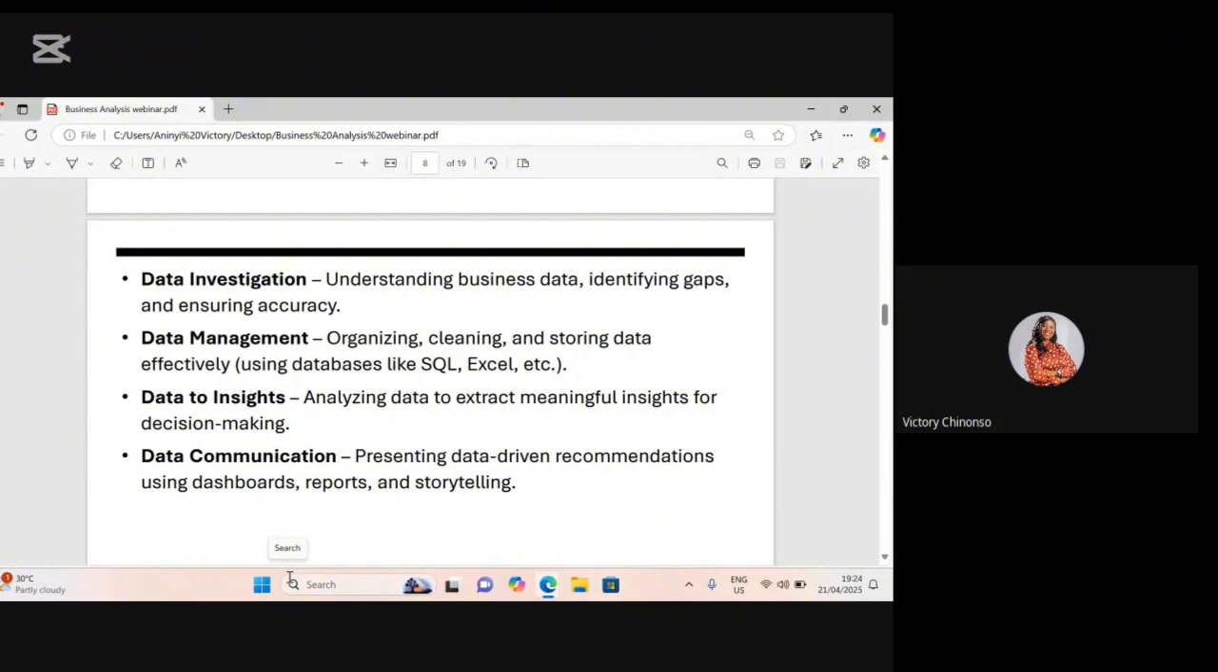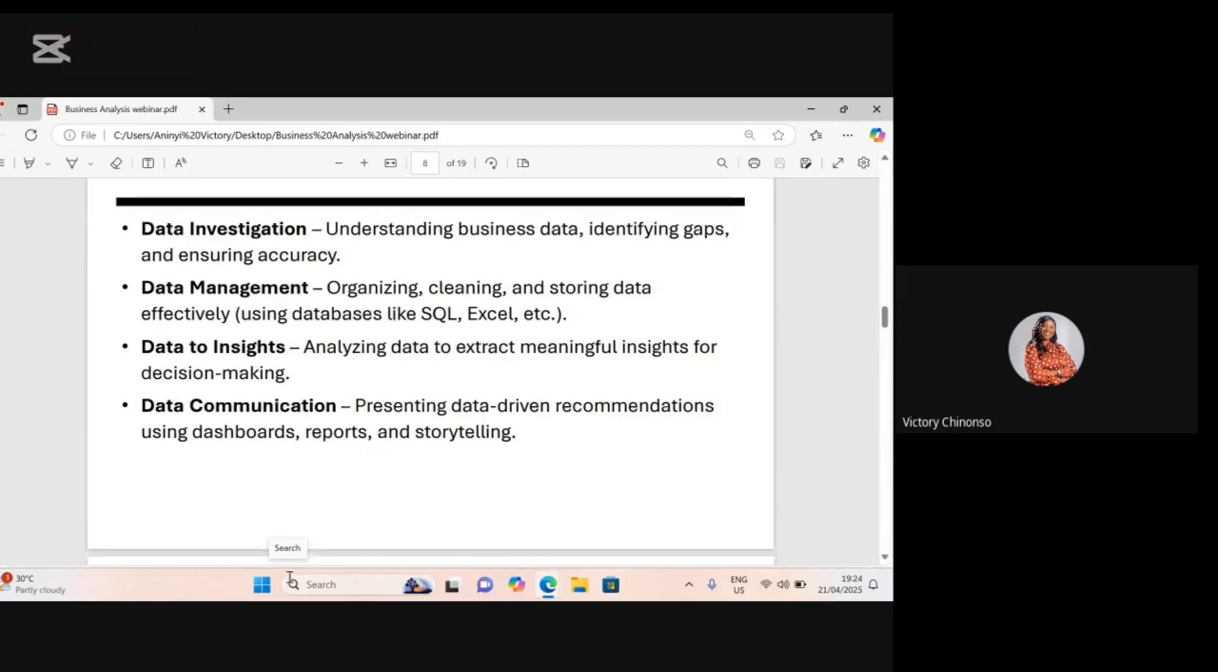Don't just say, oh, I've done my dashboard, I've brought out facts and all of that. No, data to insight and data communication is very important as a business analyst. So these are the data analytics roles that a business analyst is advised to have while you're going into business analysis. So I'm going to go to the next slide.